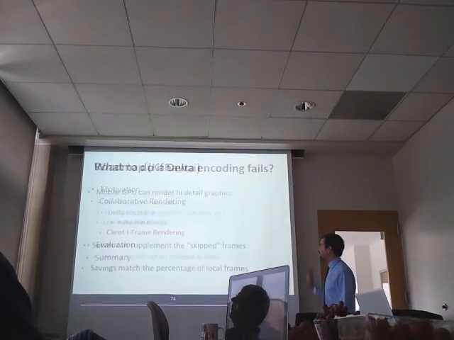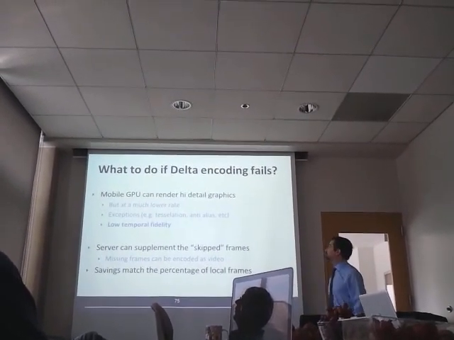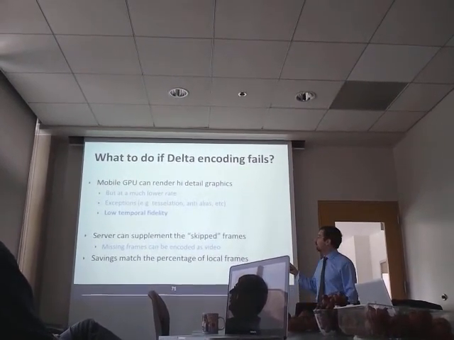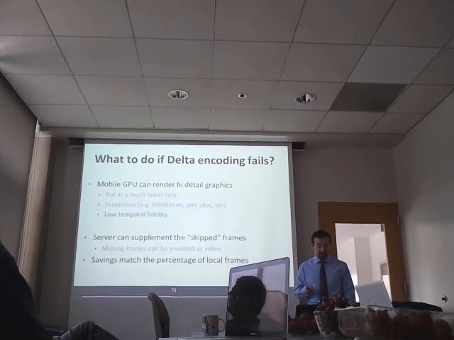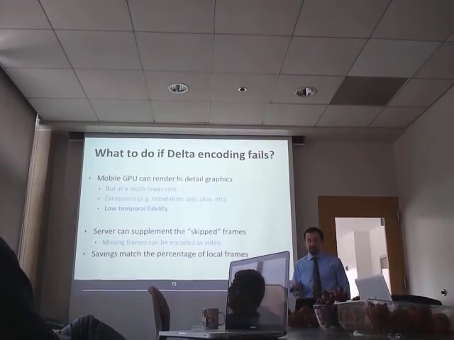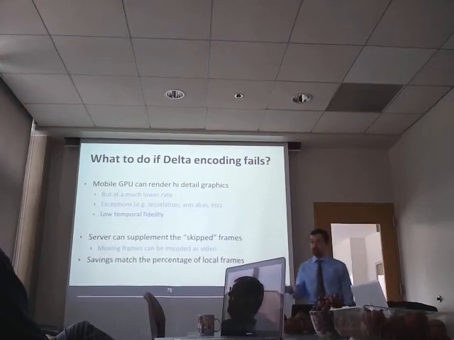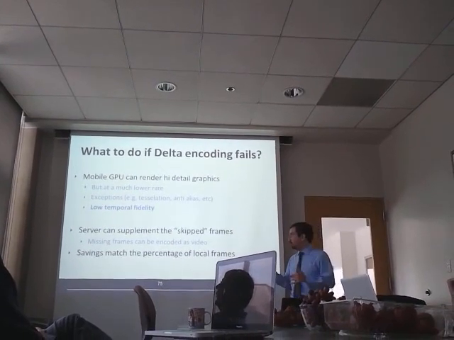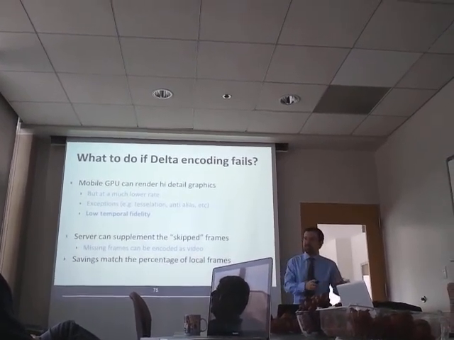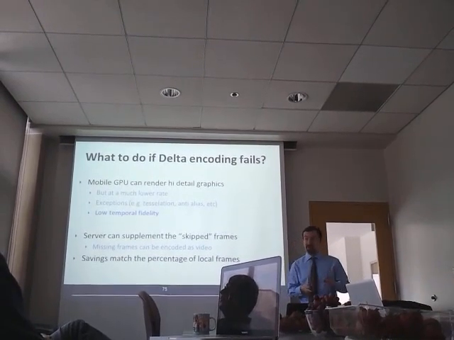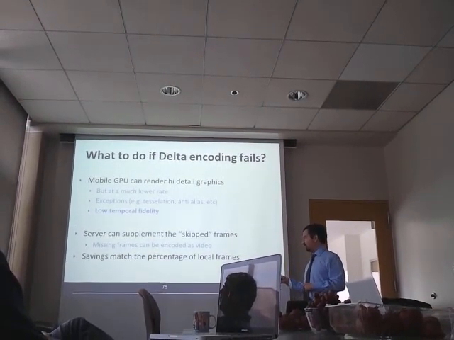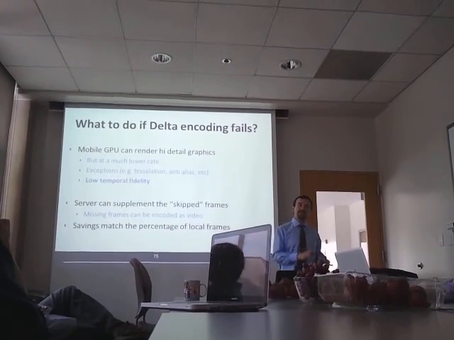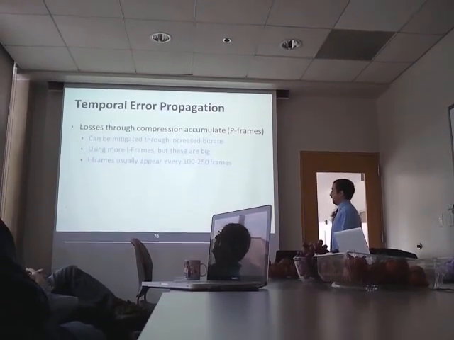So what do we do about these cases? Well, we have something called I-frame rendering. It takes advantage of low temporal fidelity. That means the client, the mobile GPU, can do high-detail graphics, but at a much lower rate. Instead of doing 60 frames per second, you can do maybe 6. So it will look super choppy and bad if you look at it alone. But what if we let the phone do these 6 frames per second and we supply all the frames in between from the server? You would expect that if we are doing 20% of the frames on the client, we will save 20% of the bandwidth. It turns out we can save much more than this. And I'll tell you why.